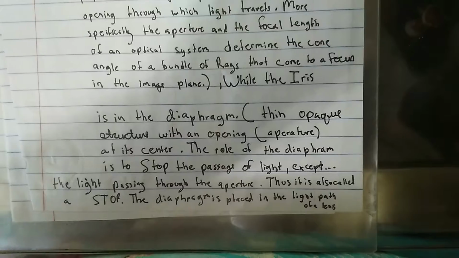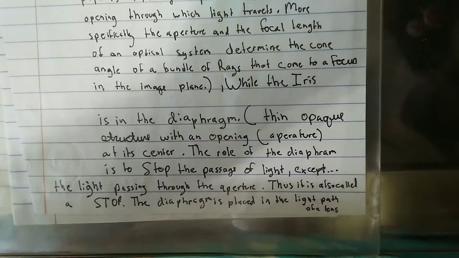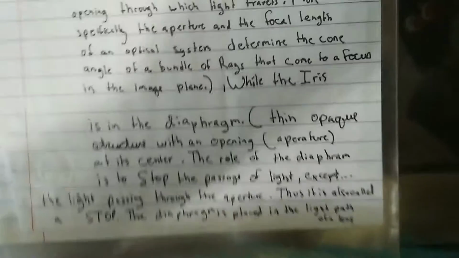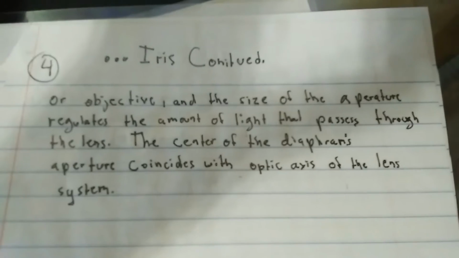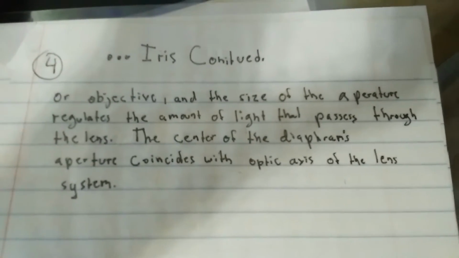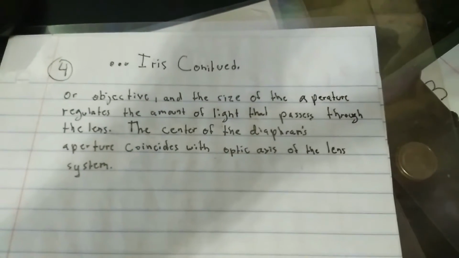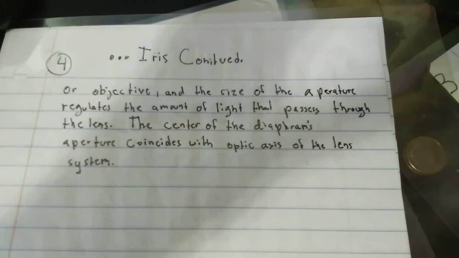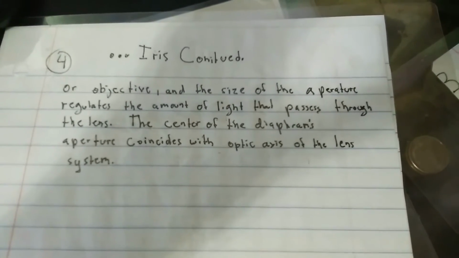The diaphragm is placed in the light path of the lens, and the iris or objective and the size of the aperture regulates the amount of light that passes through the lens. The center of the diaphragm's aperture coincides with the optic axis of the lens system.